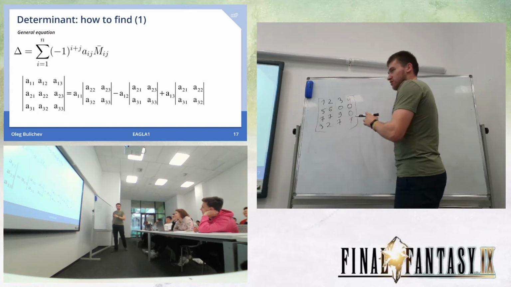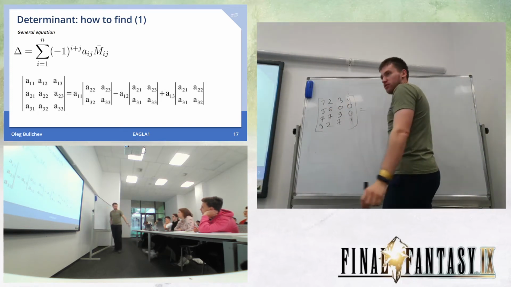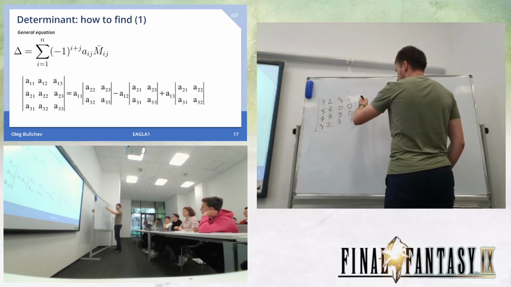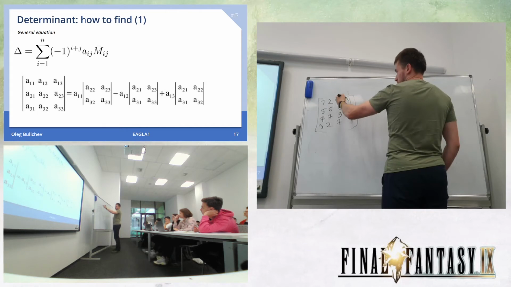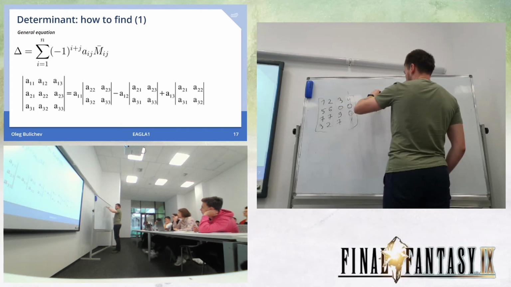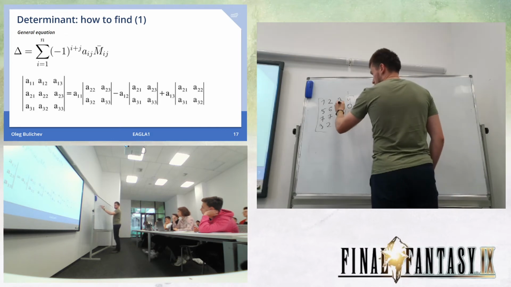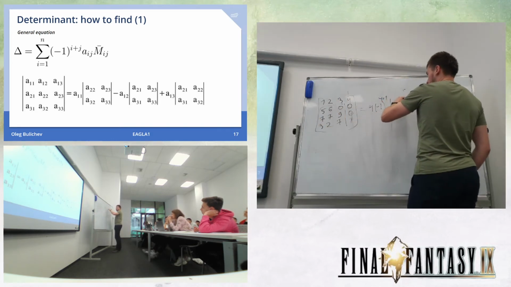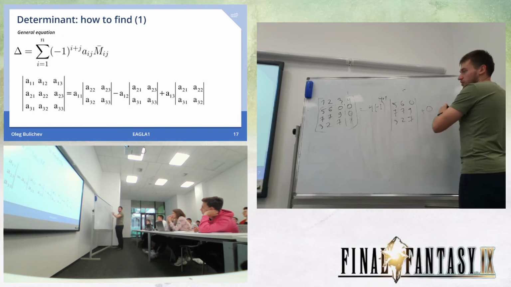Okay, for instance, this one. Fourth column. I will choose this one because it will be easier. In this case, 4, minus 1, 4, 1, 5, 6, 0, 7, 7, 9. Plus 0, and so on, and minus.